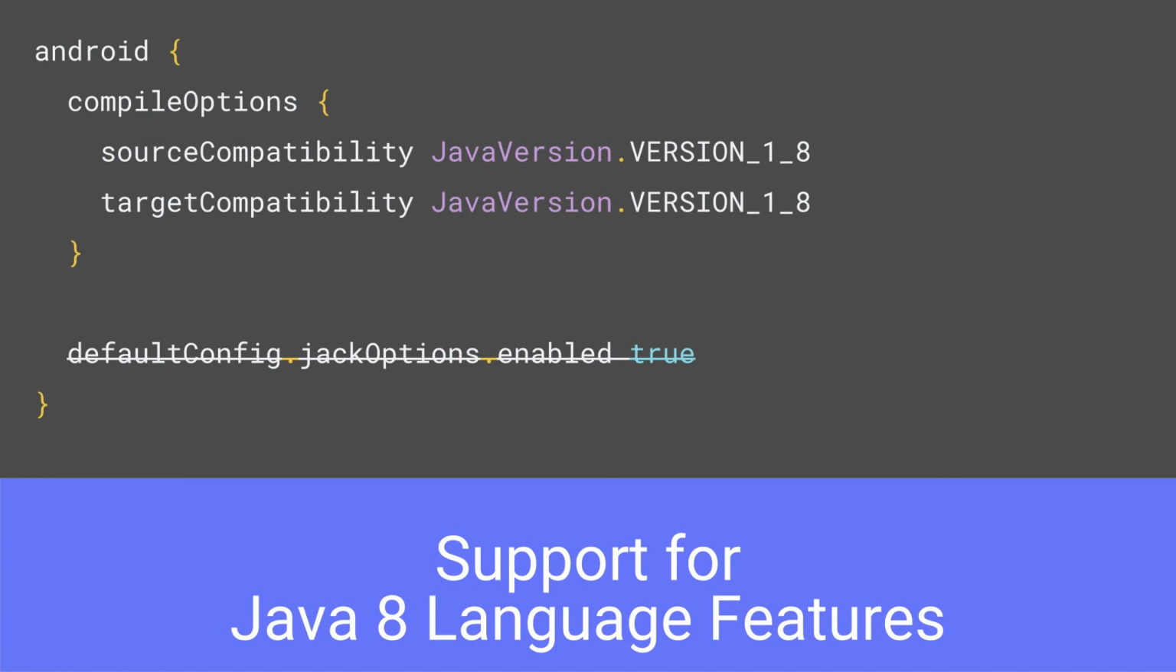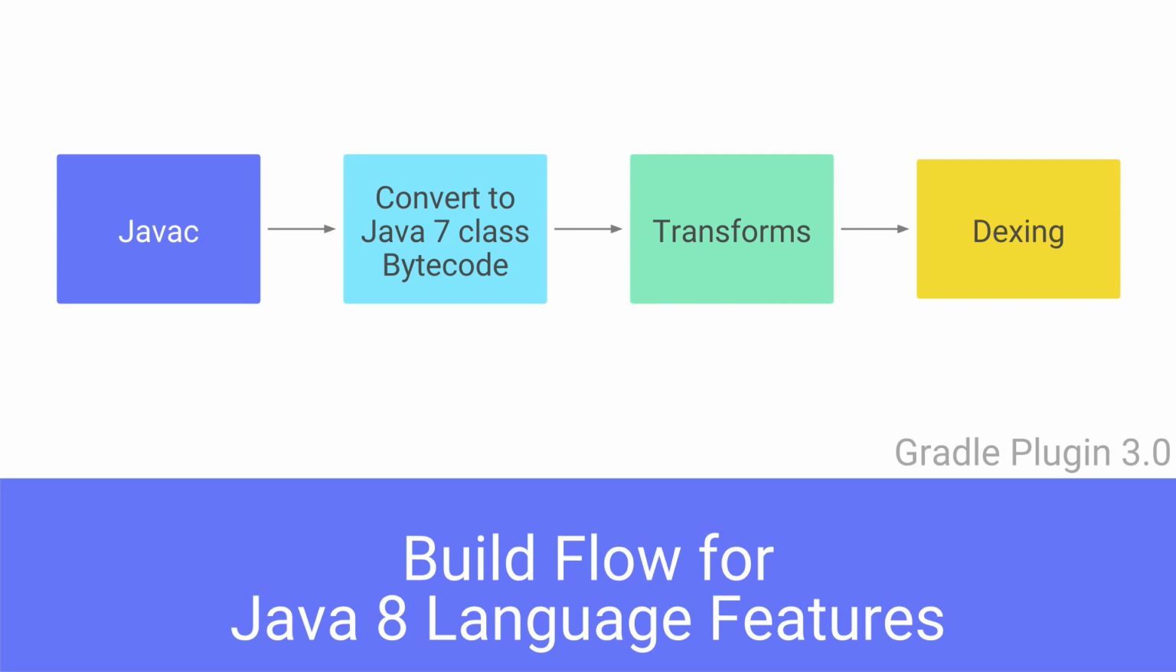The first one I want to talk about is Java 8 language features. It used to require Jack. We announced a few weeks ago that Jack is deprecated. In fact, in 3.0, Jack is completely removed. If you try to enable it, it will tell you not to enable it. The DSL is still there so that we have a proper message. All you have to set up is the source compatibility and the target compatibility. So the build looks something like this, right?